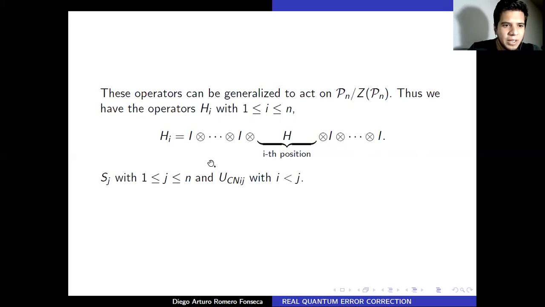We define H sub X, which acts like the identity on all the tensor factors except the position I, where it acts like the H gate, of course. And in the same way, we can generalize the operator S and the operator C-NOT.